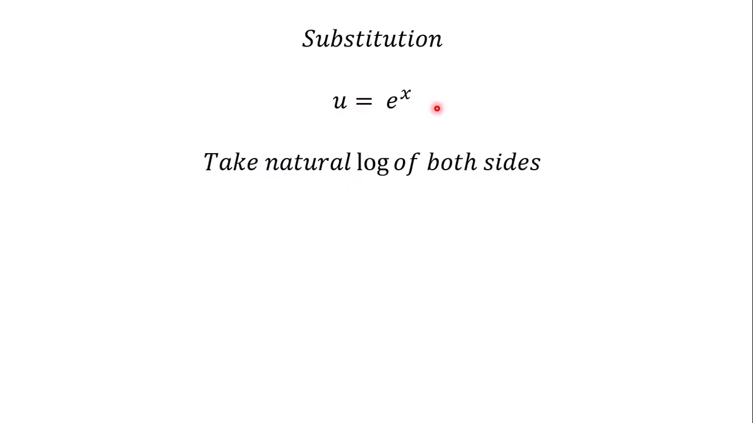Now when you take natural log of both sides, the base of natural log is e. So when you take natural log of this one, you're going to get ln u. Now when we take natural log of this one, because the base of natural log is e, the e will cancel with this e, and it will be left with this x here.